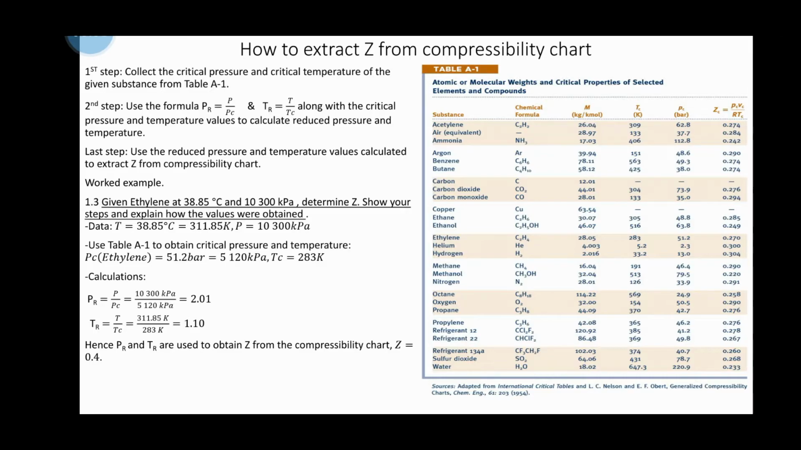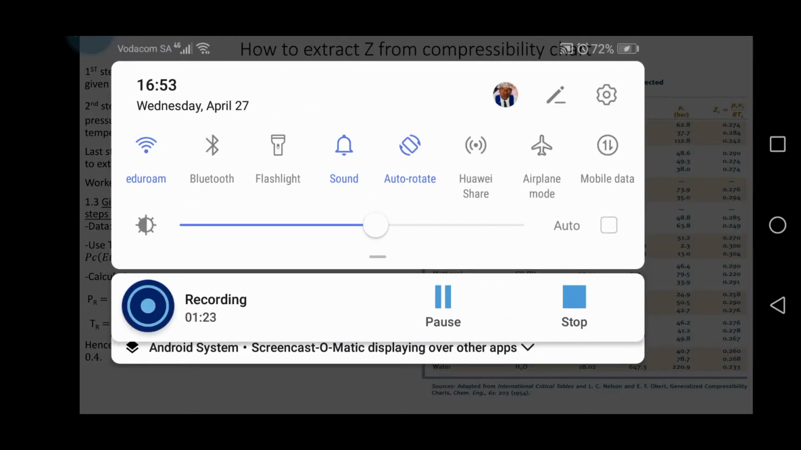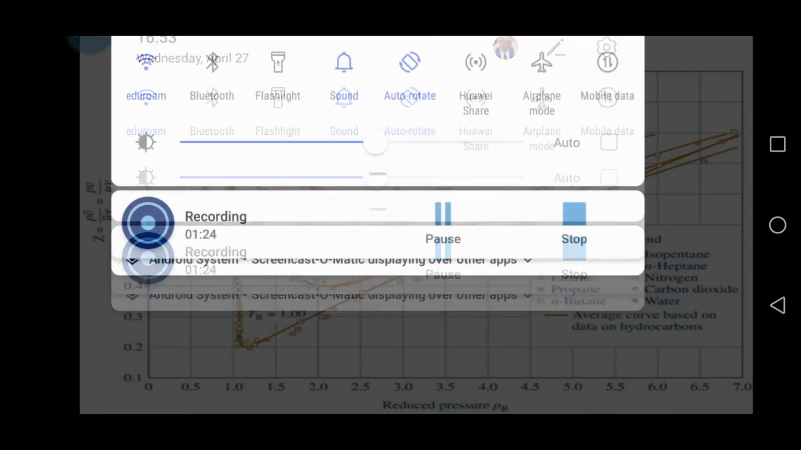compressibility chart. Through the worked example, given ethylene at 38.85 degrees Celsius and 10,300 kilopascals, we determine the value of Z. As the given data, and also we're using the table A1 to obtain critical pressure and temperature, where the critical pressure of ethylene is 51.2 bar, which results to 5,120 kilopascals, and temperature to 283 Kelvin. Our calculations result to reduced pressure of 2.01 and reduced temperature of 1.10. And then hence we go to our compressibility chart to extract the value of Z.